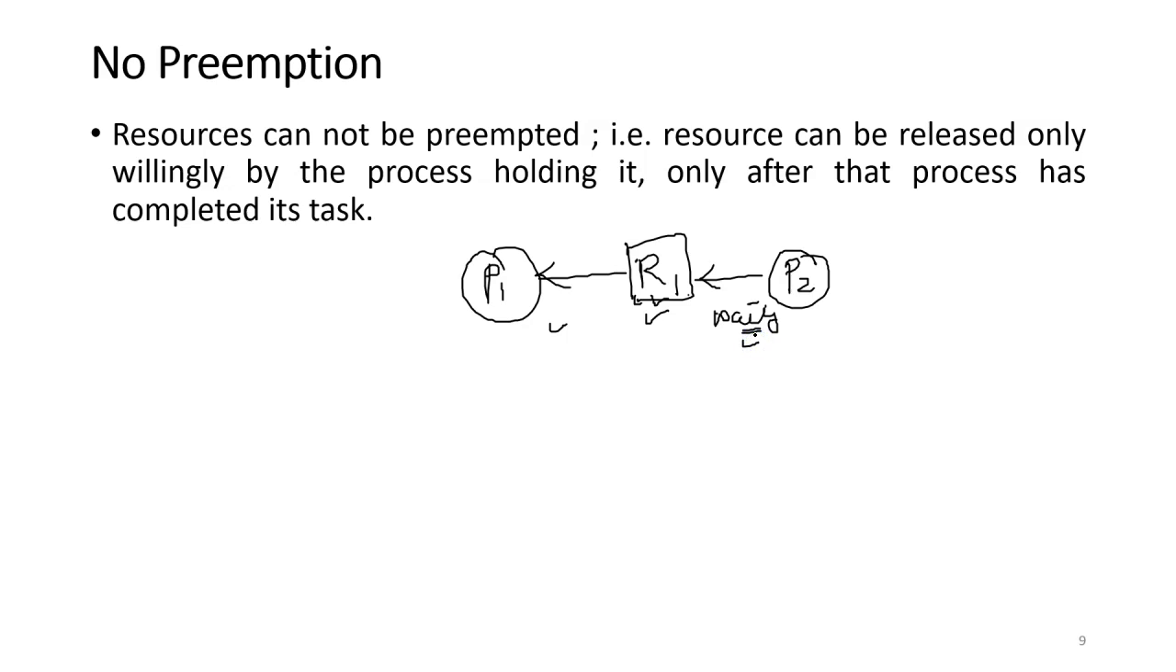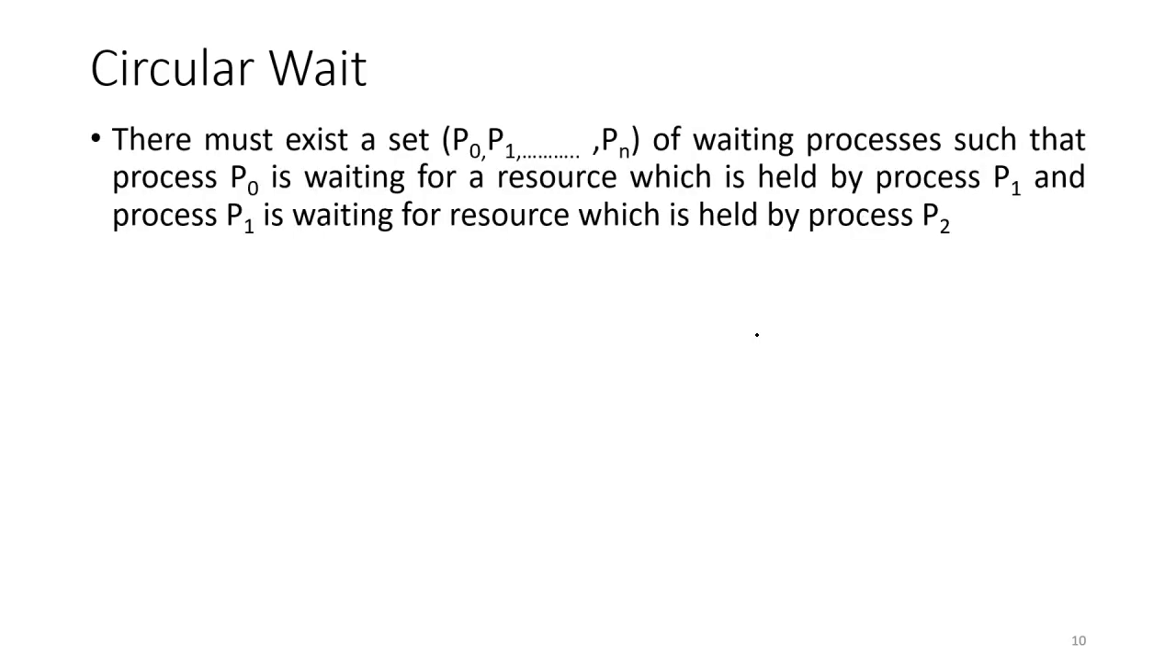So this leads to deadlock. Then the fourth condition is circular wait. There must exist a set, that is P0, P1 up to Pn, that is n number of waiting processes, such that process P0 is waiting for a resource which is held by process P1, and process P1 is waiting for a resource which is held by process P2. So this type of condition is also known as hold and wait condition in a circular manner.